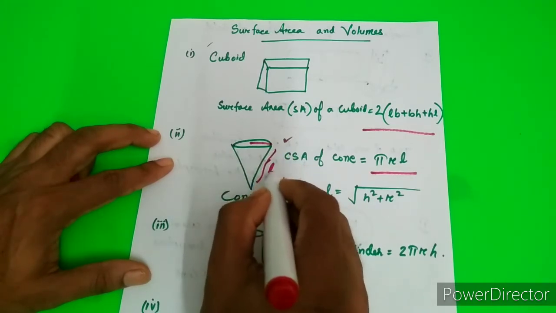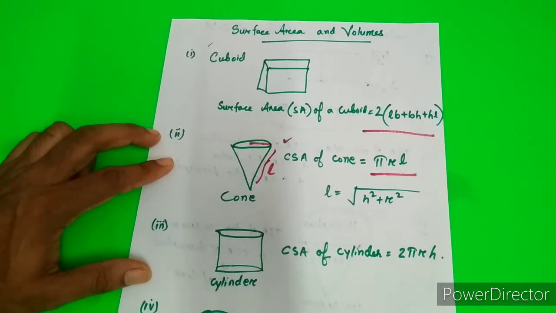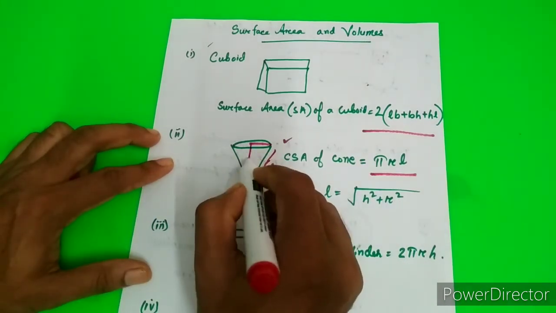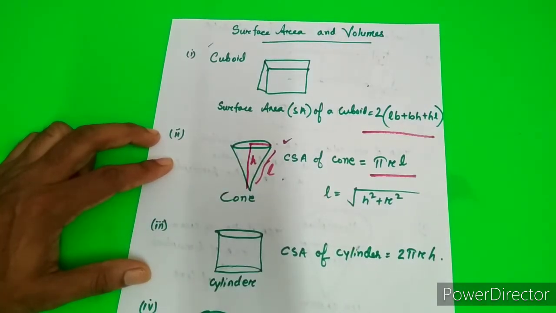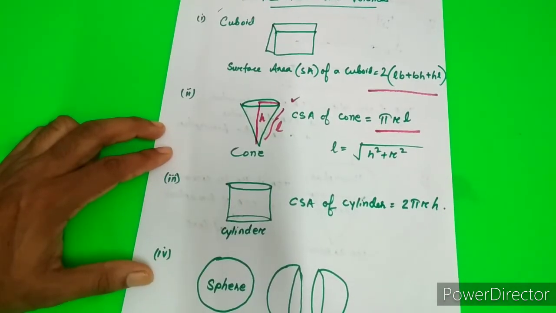This particular part is called L. It is the slant height. And how to find L? L is nothing but the root over R square plus H square. And what is H? H is this particular part, we call it the height of the cone. Clear? Next we have the cylinder.